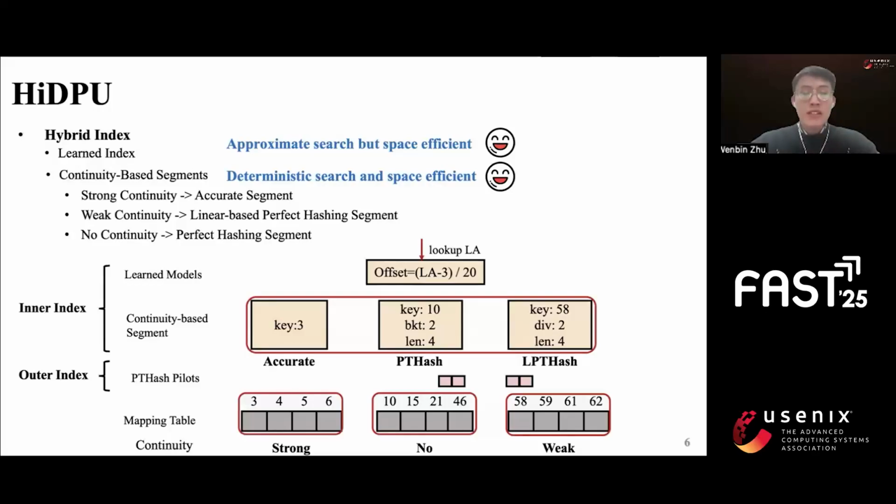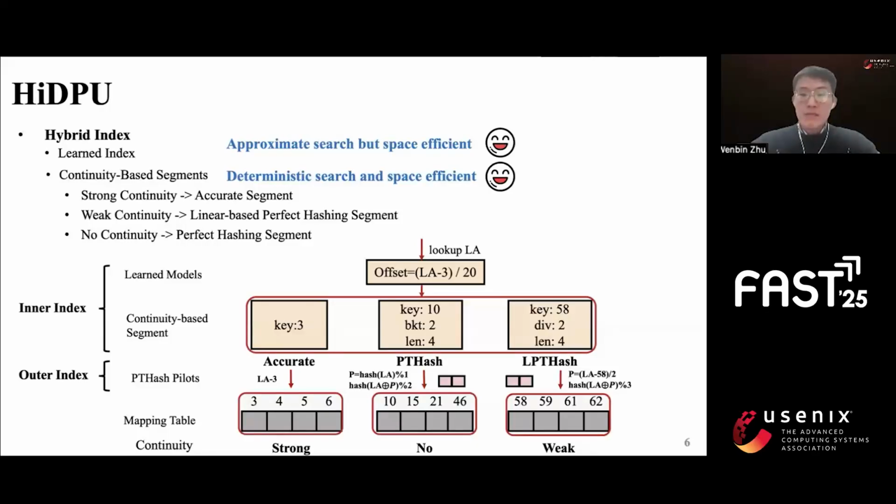To find the corresponding mapping entry of a logical address, HiDPU first determines which segment it belongs to using the learned index. If it belongs to an accurate segment, the target position is obtained with the base address and an offset. If the logical address belongs to a PTHash segment, HiDPU will first retrieve the pilot value through a hash and a DMA operation, then perform a second hash with the pilot value to find the conflict-free target position in the mapping table.